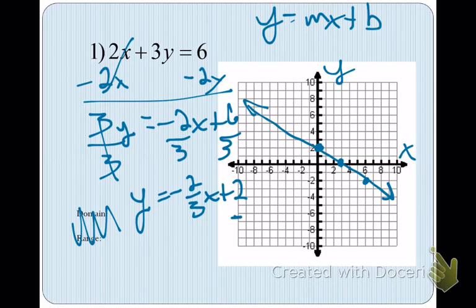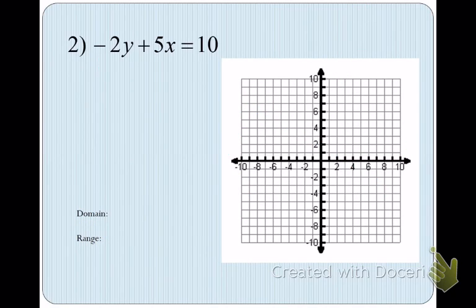All right. So there's your memory jog. So try it on your own here for the next one. Negative 2y plus 5x equals 10. You can stop the video, work it out, and then start it again, and I'll show you what you should have gotten.